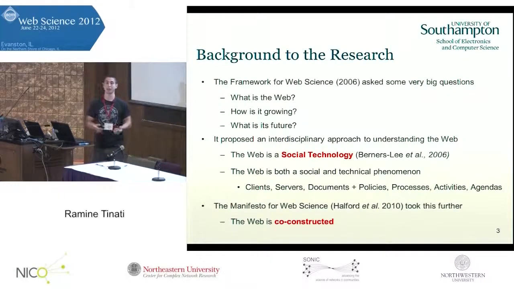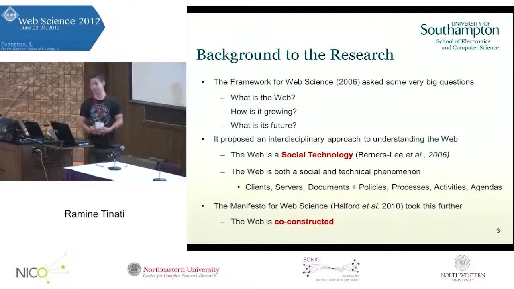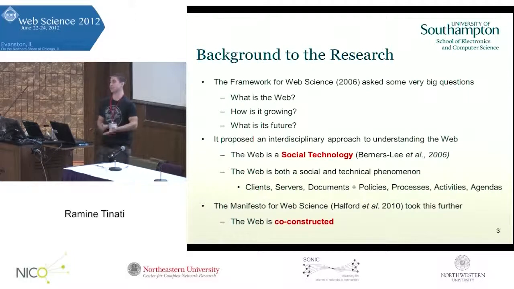Okay, so the background to the research really builds upon the framework for web science. Right at the very beginning of this journey into web science, the big 3 questions we tried to discover were: what is the web? How is it growing, and what's its future? By asking these questions, Berners-Lee et al. addressed everyone, saying that we need interdisciplinary studies. We need to draw upon the sociologies, the humanities, the philosophies. We need to bring all these together. And they identified it early on as the social technology.